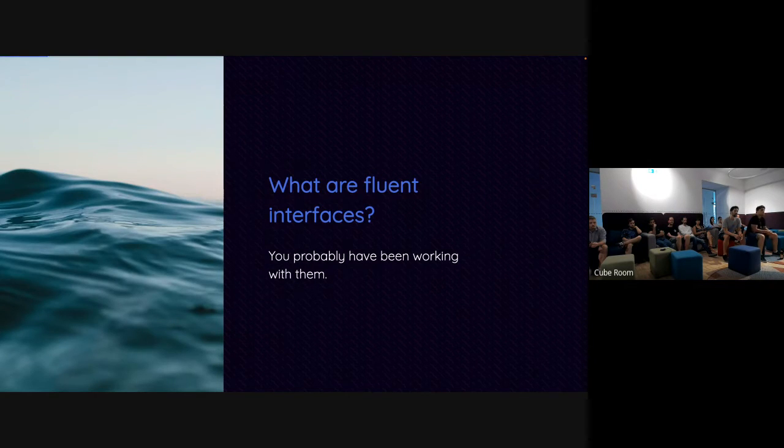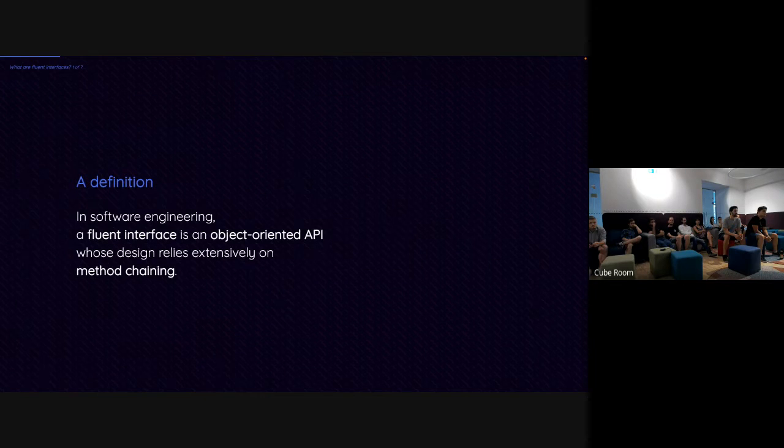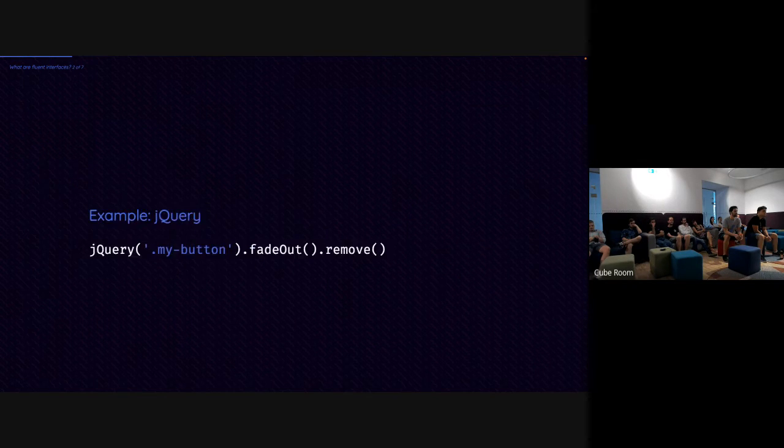So what are Fluent Interfaces? You might have worked with them, like jQuery is one. Let's go first to a definition. In software engineering, a Fluent interface is an object-oriented API whose design relies extensively on method chaining. Well, that sounds nice, but what does it look like?